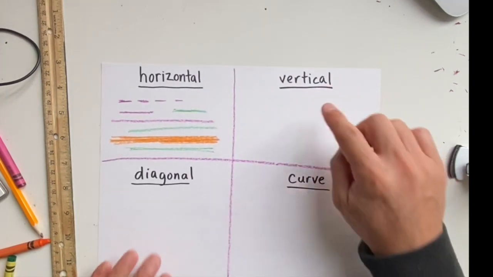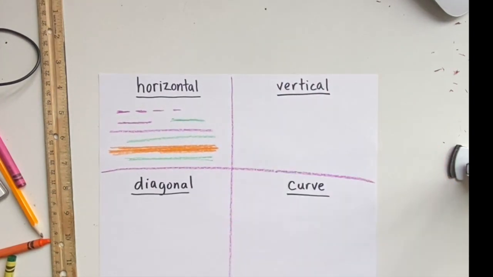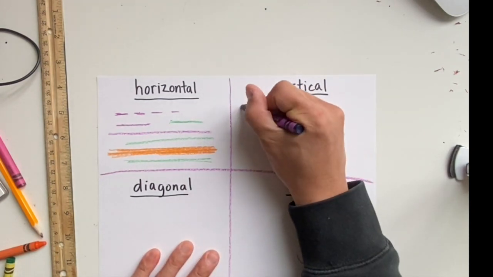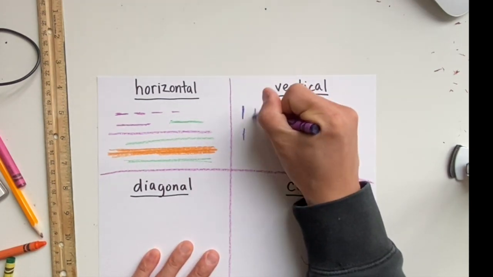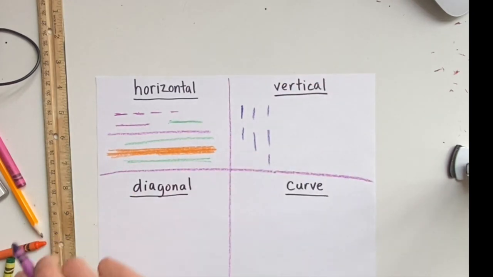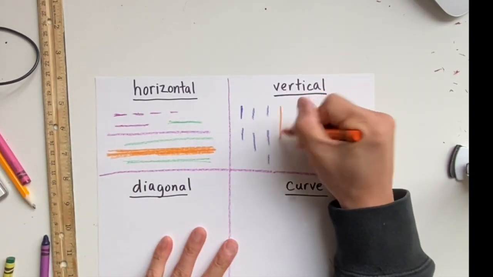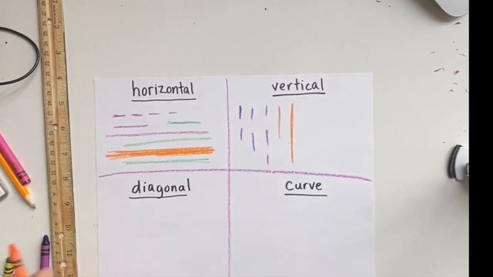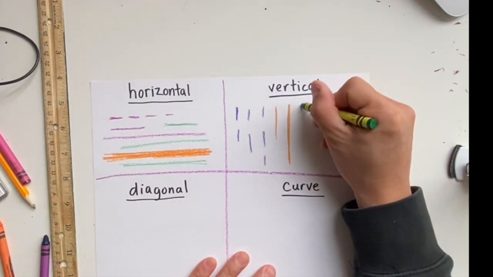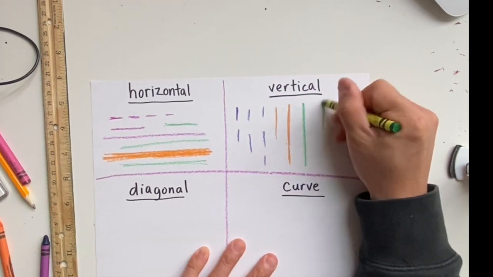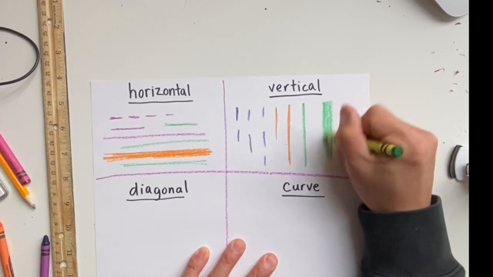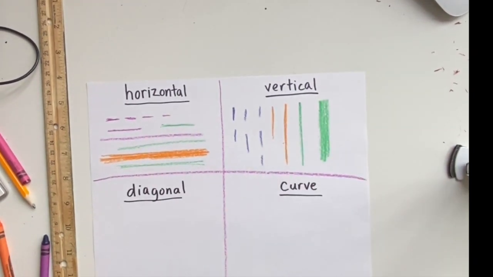The next part is vertical lines. Vertical lines go up and down. Once again, you can make short vertical lines. You can make medium length ones, or you can make longer ones too. But a vertical line goes up and down, and it can also be thick. As long as it goes up and down, you've got a vertical line.